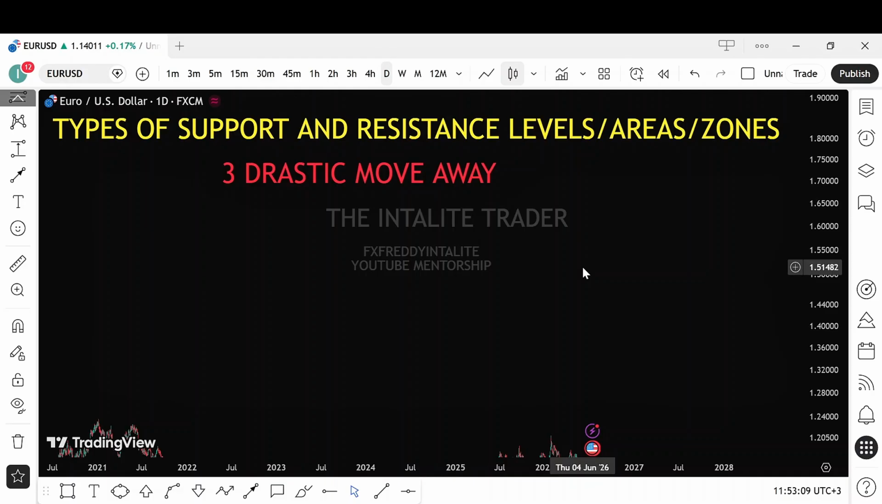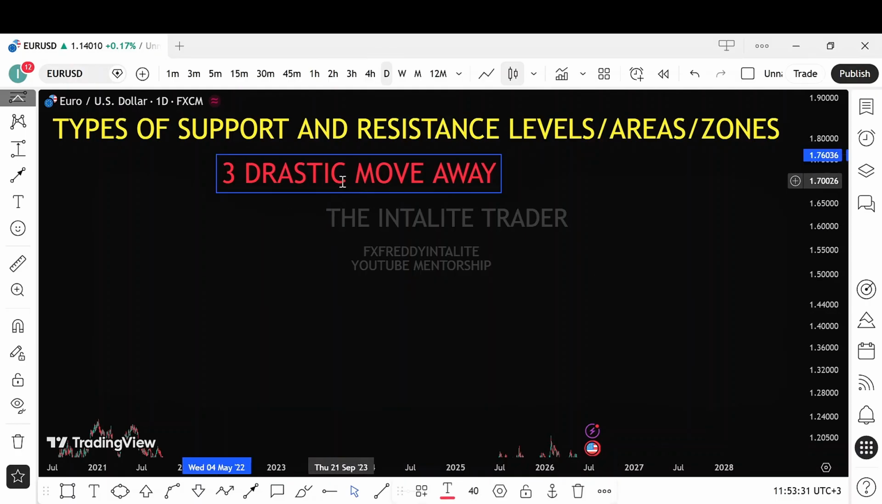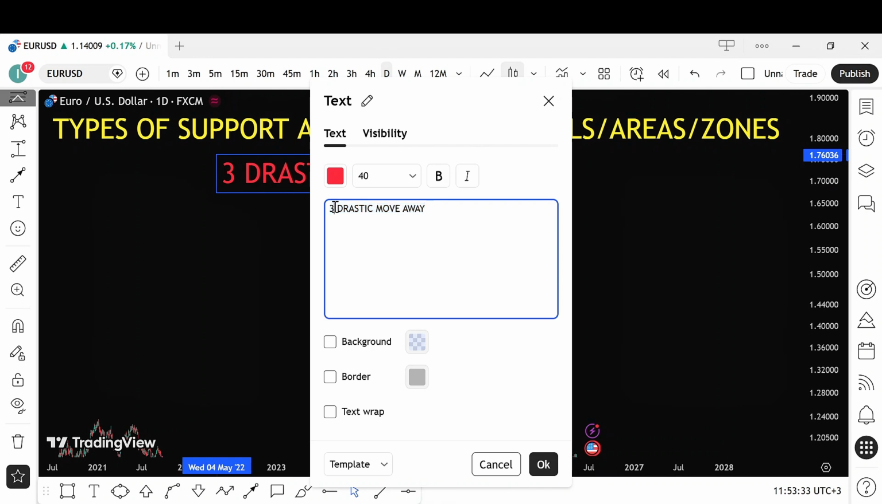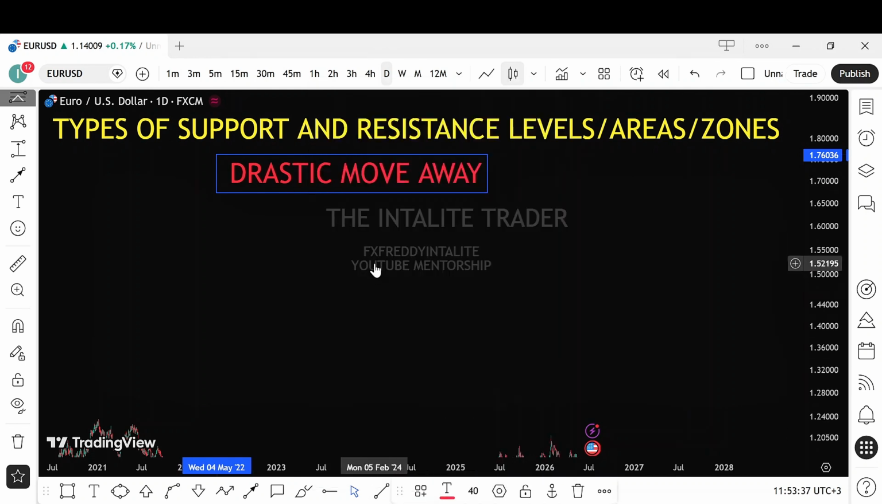So welcome back to another video tutorial of support and resistance. We are still looking at the different types of support and resistance levels, areas, or zones. So type number 3 is what we call a drastic move away.